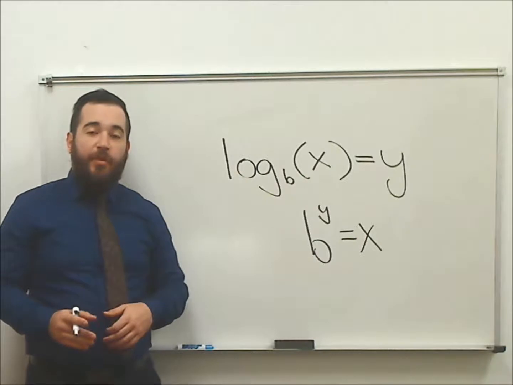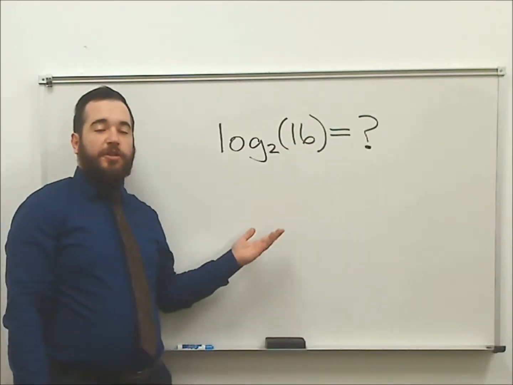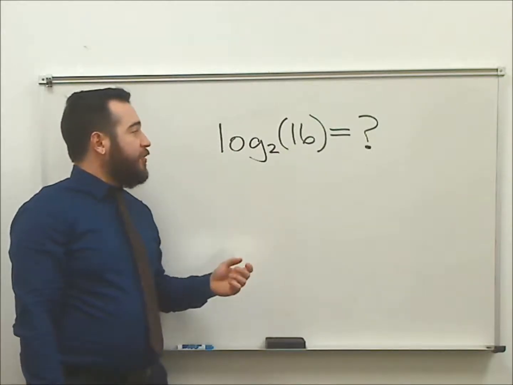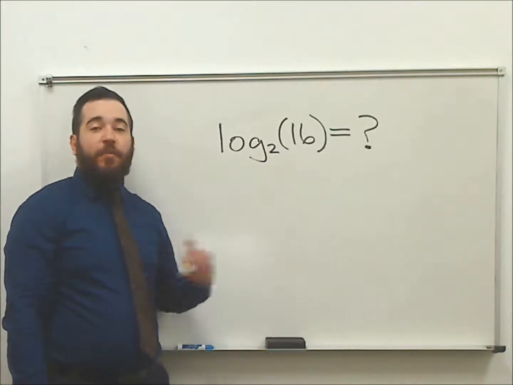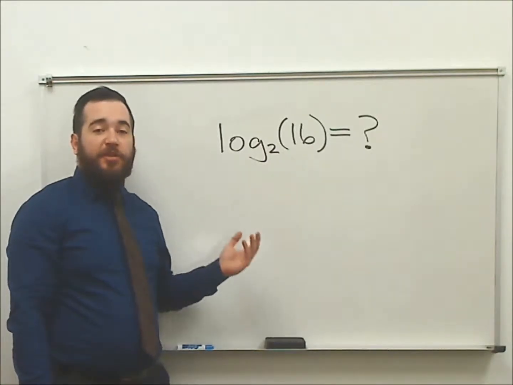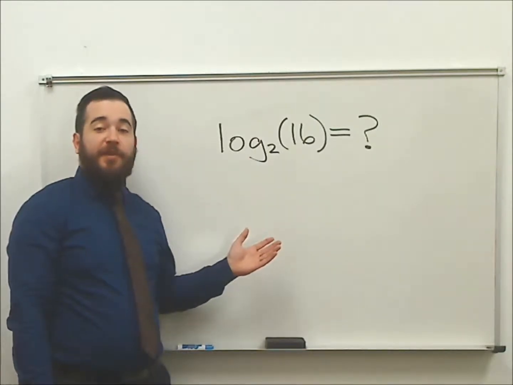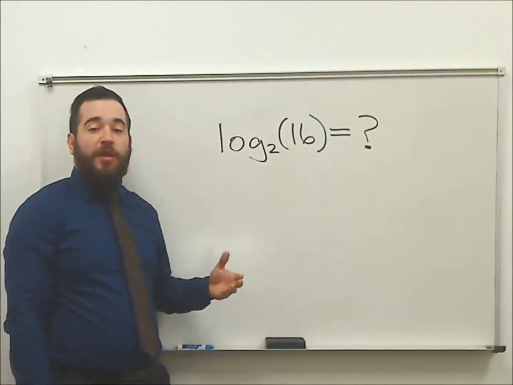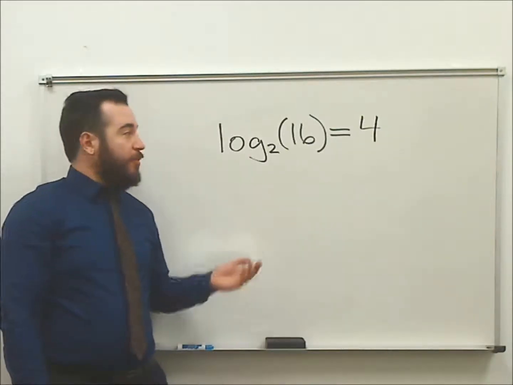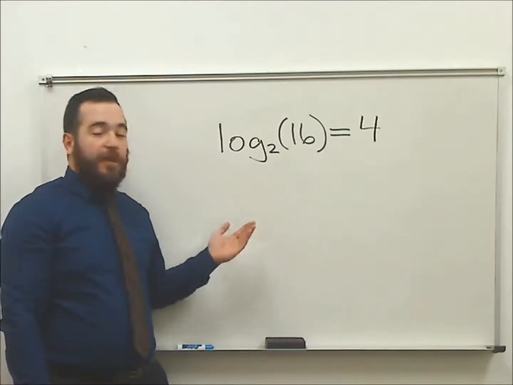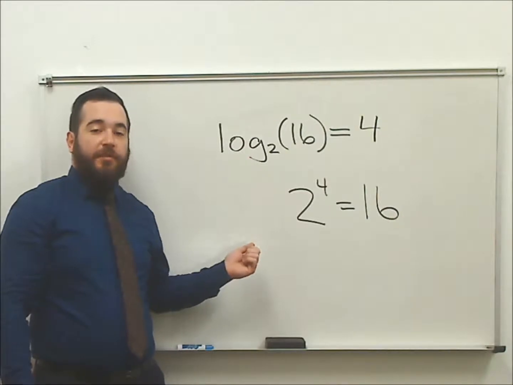So in both cases, it's what power do I raise b to, that power is y, to get x. Once you see an example, this will get demystified quite a bit. So let's take a look at one. Here's an example. Log base 2 of 16 equals what? What this question is asking is, what power do I need to raise 2 to get 16? The answer is 4, because 2 to the 4th equals 16. Now, if we were to put this in its exponential form, we would get 2 to the 4th equals 16.